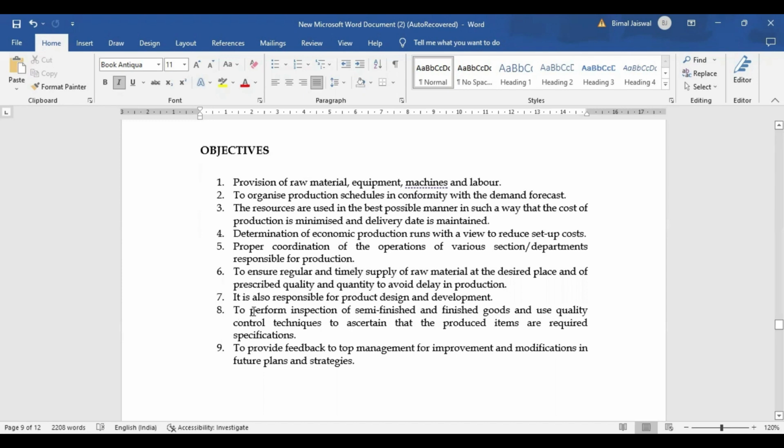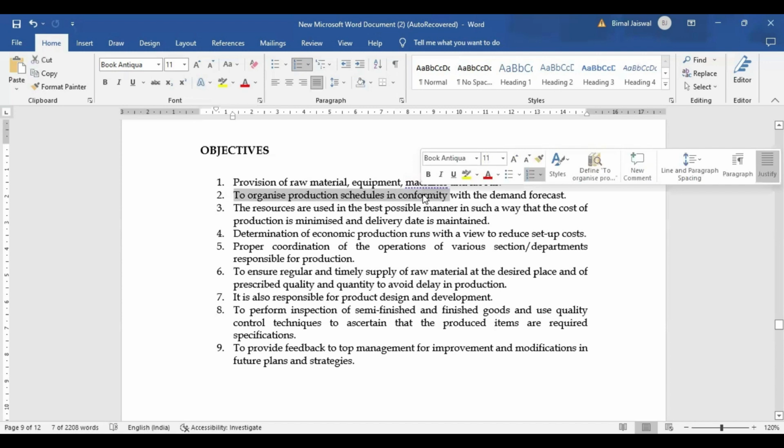And you can see each and every objective of the control is trying to help the manager in minimizing the various costs or delays in the delivery itself. In control, we can say we organize the production schedule. Whatever the production schedule is, we have to see whether the schedule has been met or not.